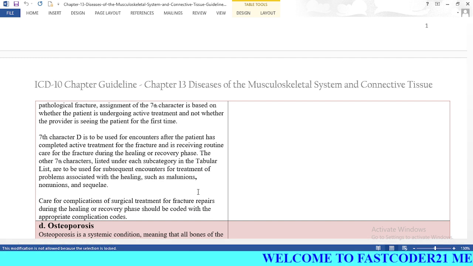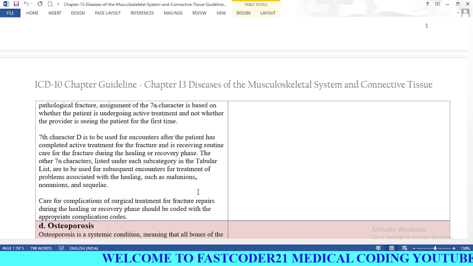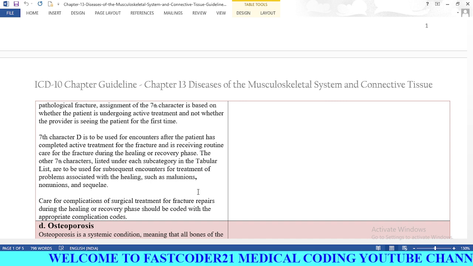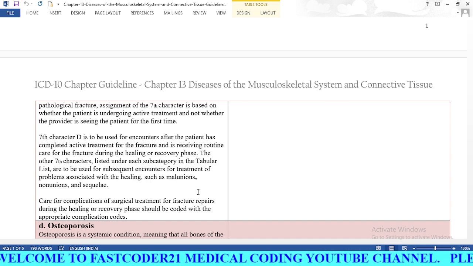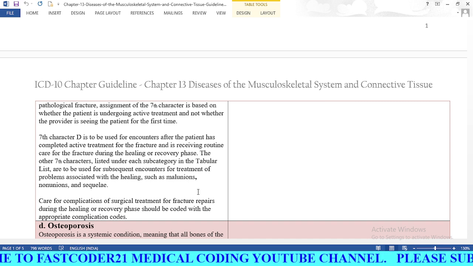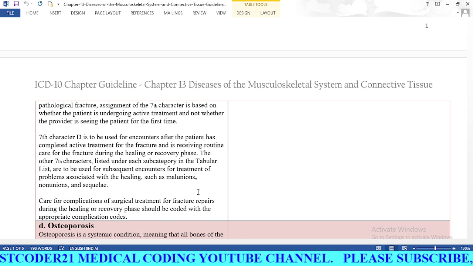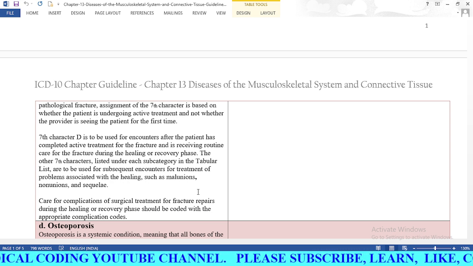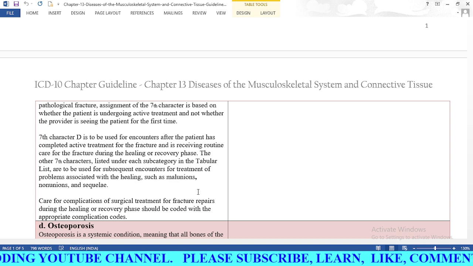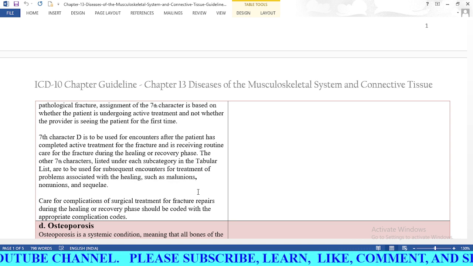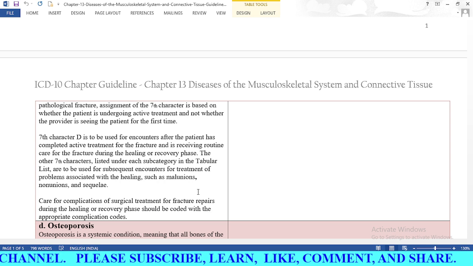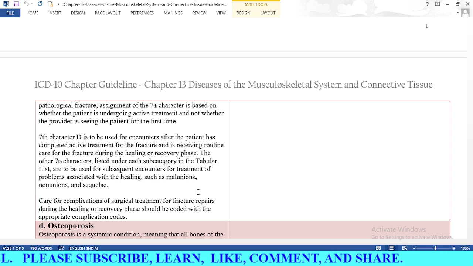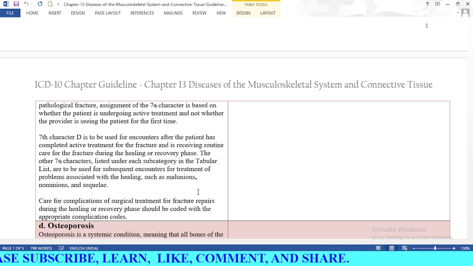So seventh character D is to be used for encounters after the patient has completed active treatment for the fracture and is receiving routine care for the fracture during the healing or recovery phase. So what happens in character D? When there is a complete recovery from the current injury or fracture, we need to code it as seventh character D, which is subsequent encounter. So whenever the patient visits the physician during the healing phase, we need to code D as the seventh character.